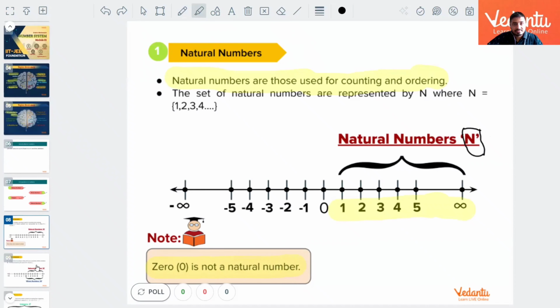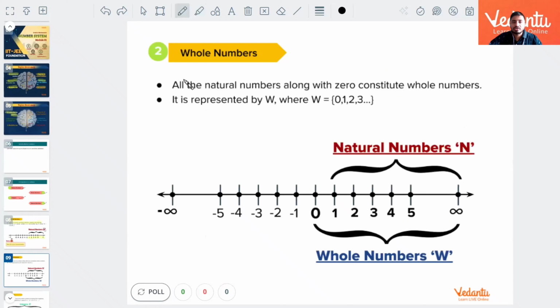So our next topic is whole numbers. What are whole numbers? All the natural numbers along with zero are known as whole numbers. The numbers starting from 0, 1, 2, 3, 4, 5 till infinity are known as whole numbers. And by which symbol are you going to represent the whole numbers? W, the alphabet W.